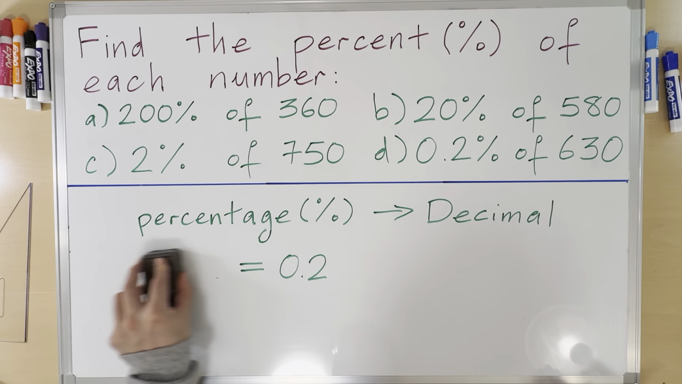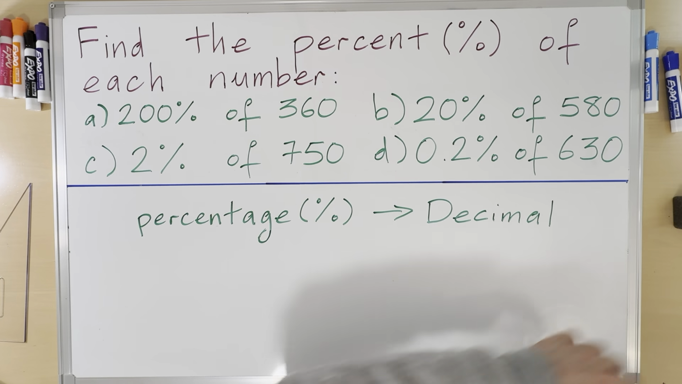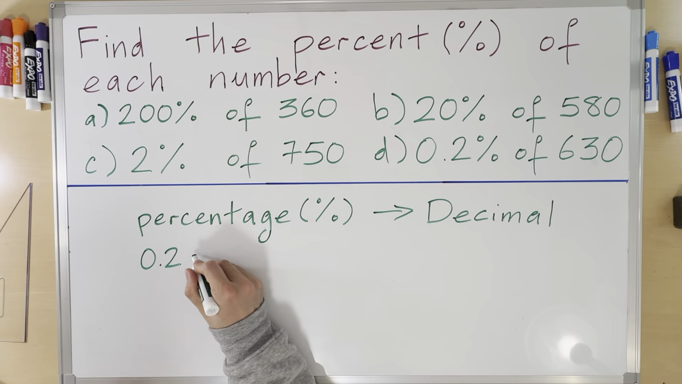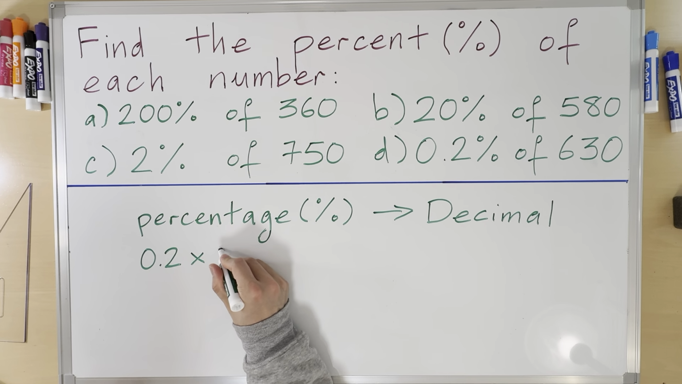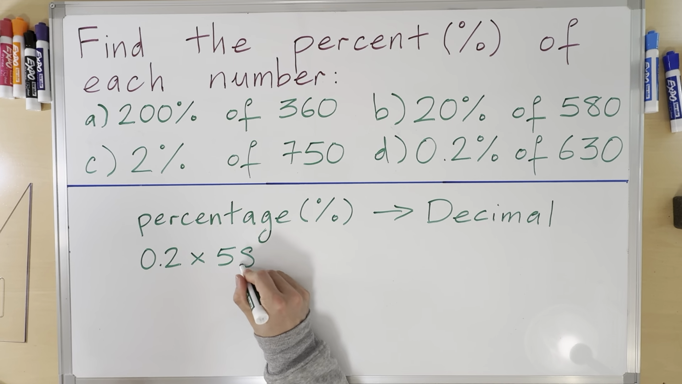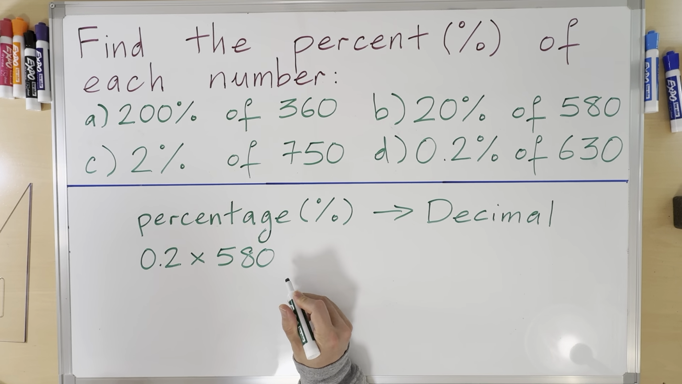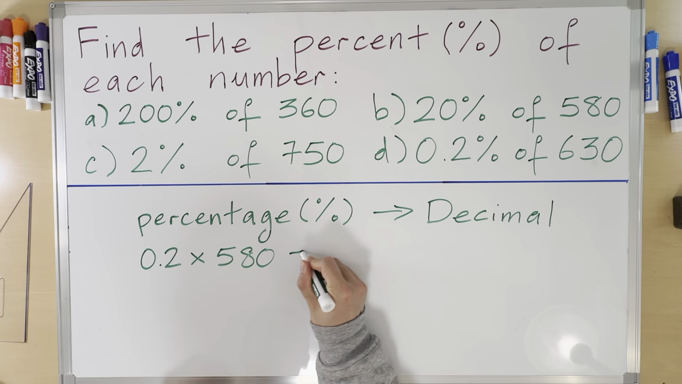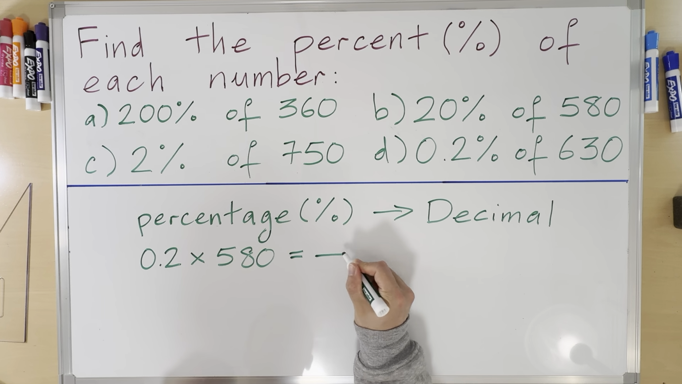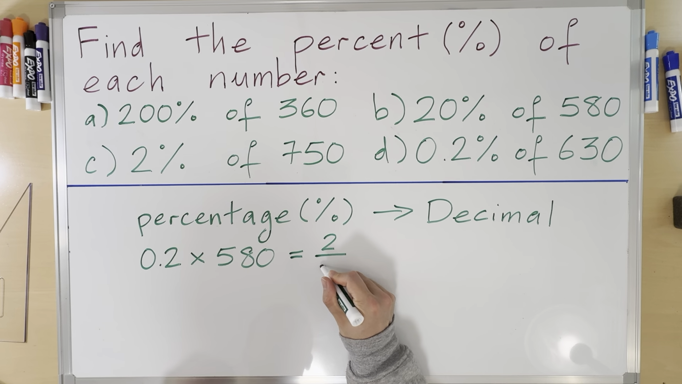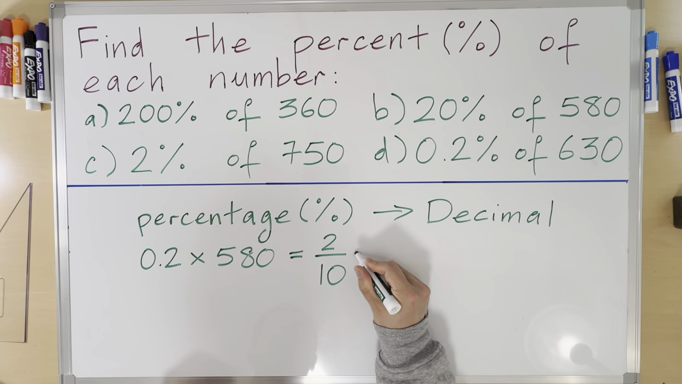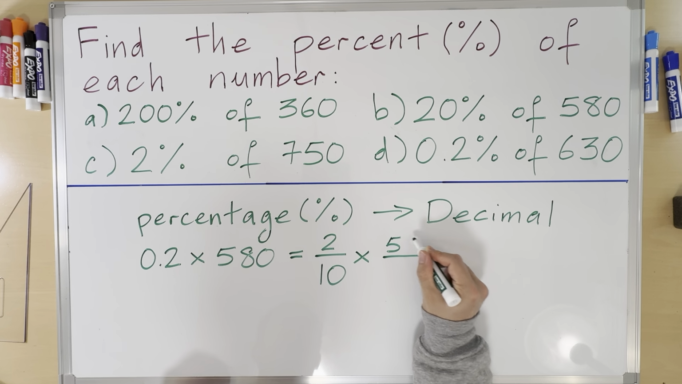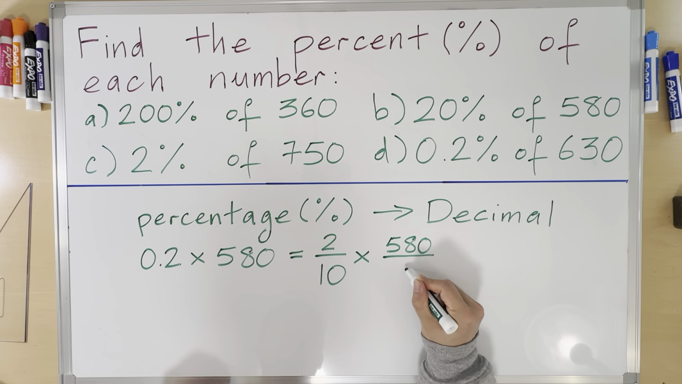This means that 20% of 580 is equal to 0.2 multiplied by 580. 0.2 multiplied by 580 is equal to 2 over 10 multiplied by 580 over 1.